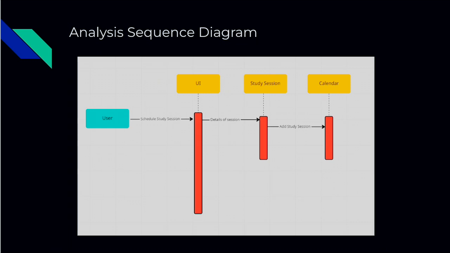This next analysis sequence diagram describes creating a study session. First, the user clicks the Create Study Session button. Then the user enters details of the session, which is used to create a session object. The session object is then added to the calendar.